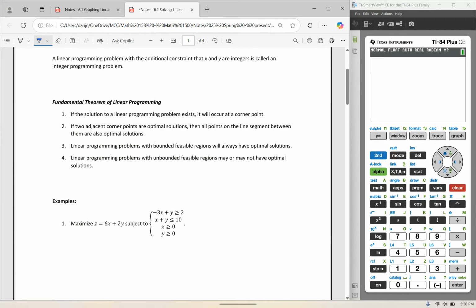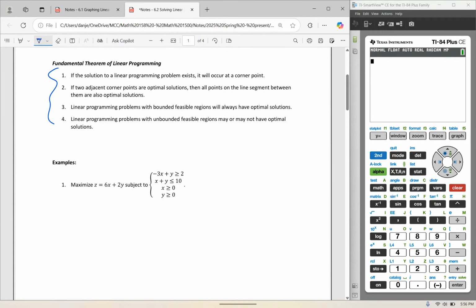A few fundamental theorems of linear programming, some things to keep in mind. If the solution to a linear programming problem exists, it will occur at a corner point. That's huge. So I don't have to evaluate every single point in the feasible region, just the points at the corner, which is very convenient. If two adjacent corner points are both optimal solutions, then all the points on the line segment connecting them will be optimal solutions. That happens occasionally.